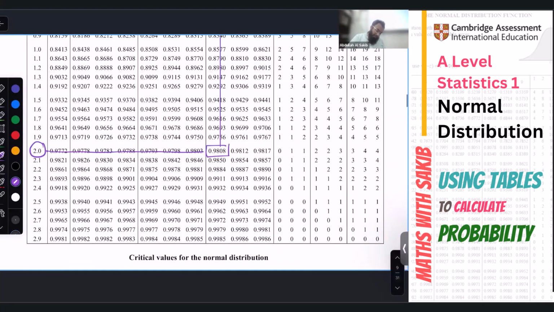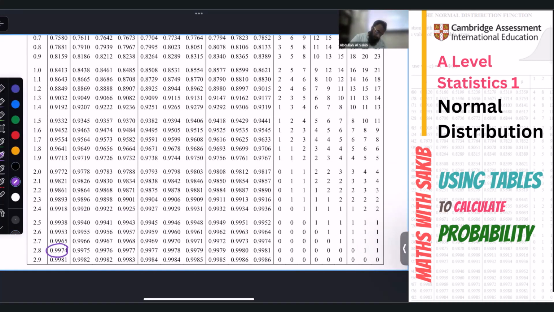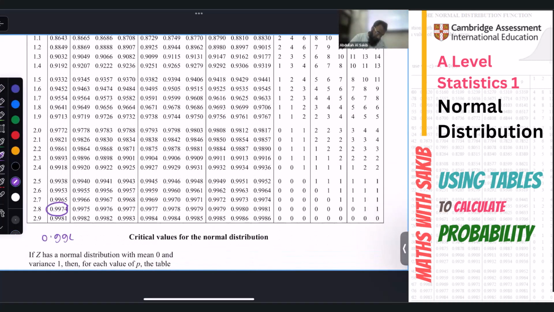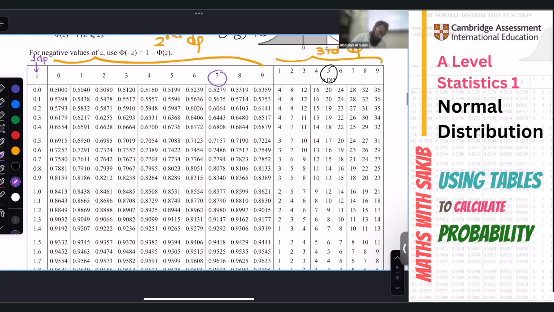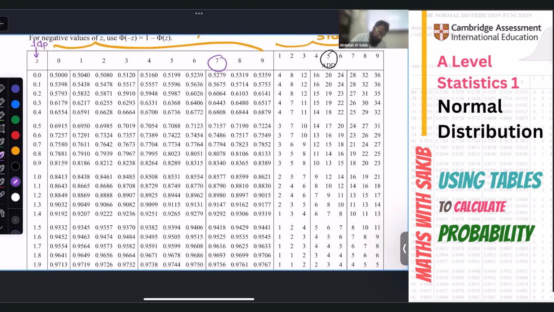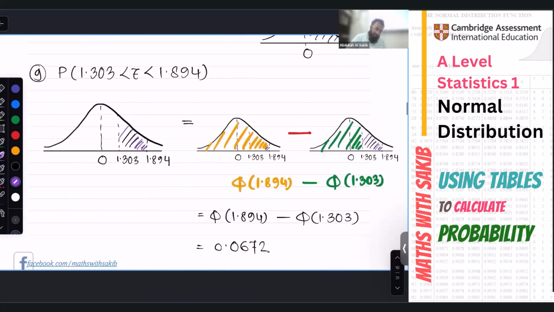What's the area up to 2.80? This is my area: 0.9974. Subtracted by the area up to 1.63, which is 0.9484. So 0.9974 minus 0.9484. So the area is 0.049. Is it okay? Clear? So the area is 0.049.